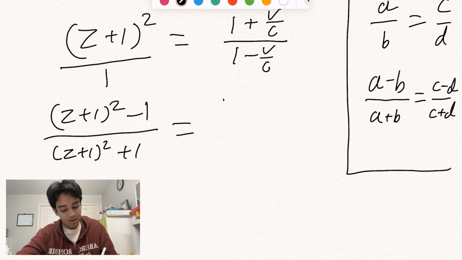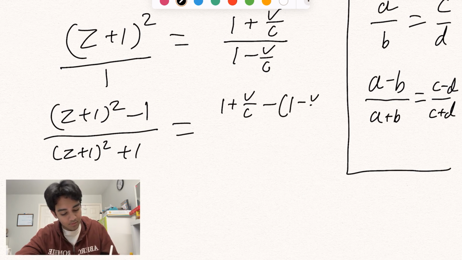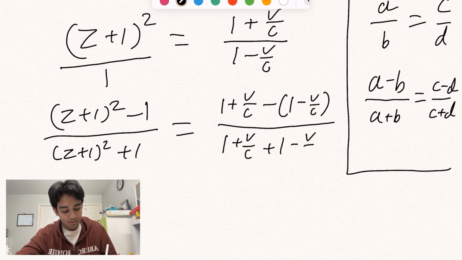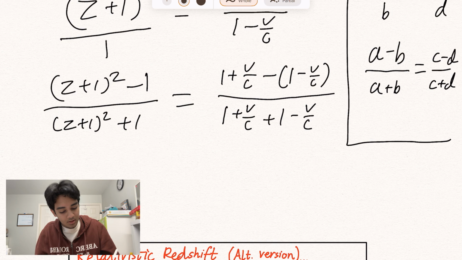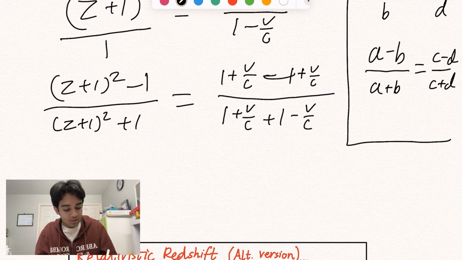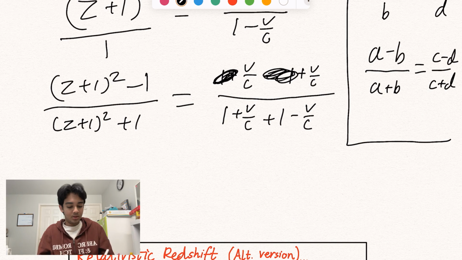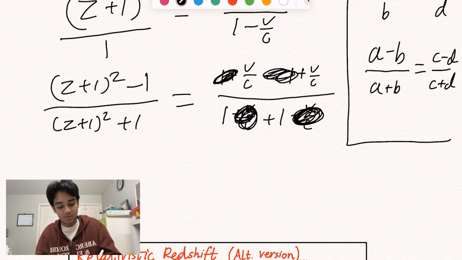On this side, what do I have? I have 1 plus v over c. So that's basically the c in this equation. And I'm going to subtract 1 minus v over c. And then in the bottom, I'm going to add them. So I have 1 plus v over c plus 1 minus v over c. And how do things clean up? Let's distribute the negative. So that means I would have a negative 1 plus v over c. So this 1 and this 1 cancel out. Then I have v over c, and then minus v over c. So that cancels. So I'm basically left with 2v over c divided by 2, which I can just write as v over c.